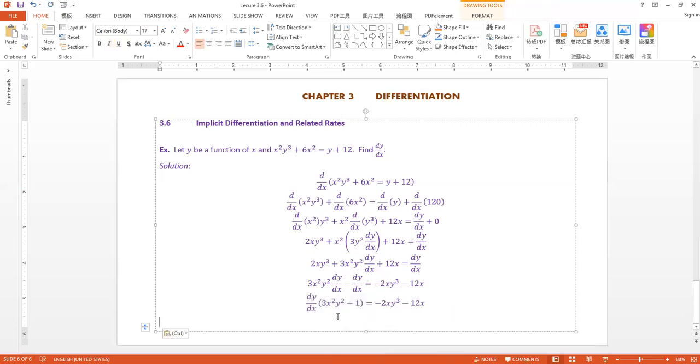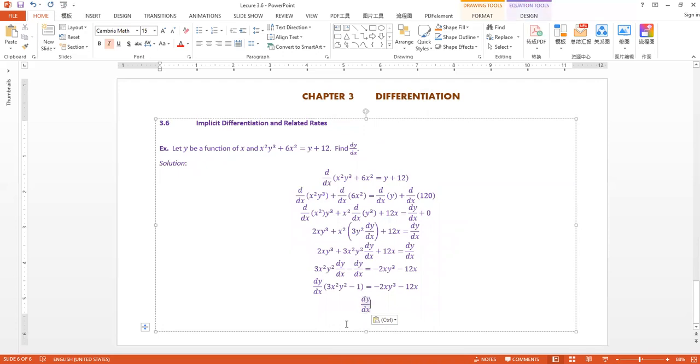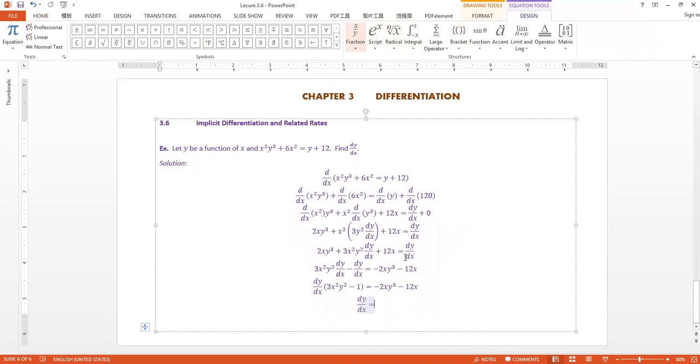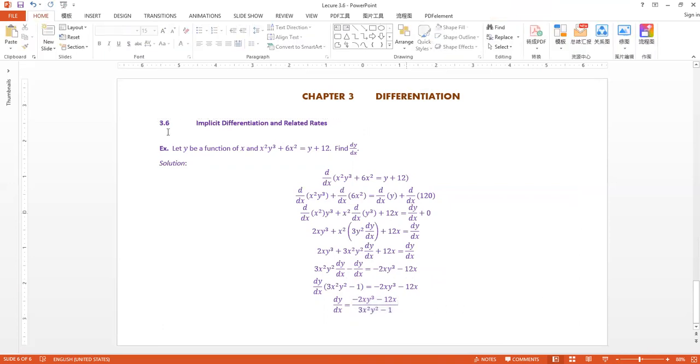One more step. To solve for dy over dx from this equation, we just divide the equation by 3x squared y squared minus 1. So dy over dx is equal to a rational function, where the numerator is negative 2xy cubed minus 12x, and the denominator is 3x squared y squared minus 1. That's the final answer for this example.